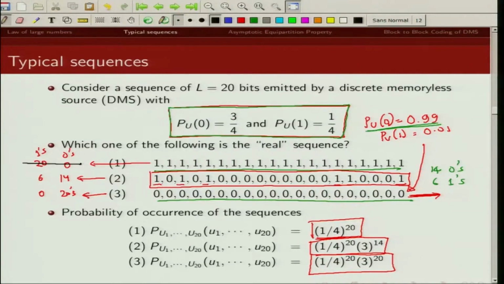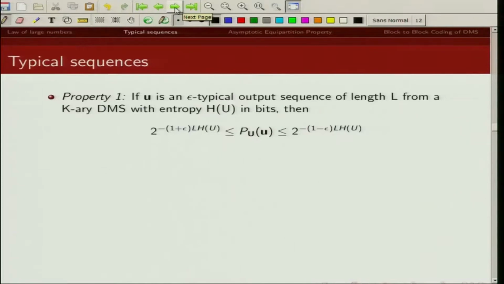And what condition would we say about number of ones? We said number of ones should be between 4 and 6. So this is also ruled out. So this is the likely sequence. This is a likely sequence which has 6 ones and 14 zeros. This is a likely sequence to have come out of this particular source, which has probability of occurrence of 0 given by 3 by 4, probability of occurrence of 1 given by 1 by 4. Okay. Now let us prove 3 properties of these typical sequences.